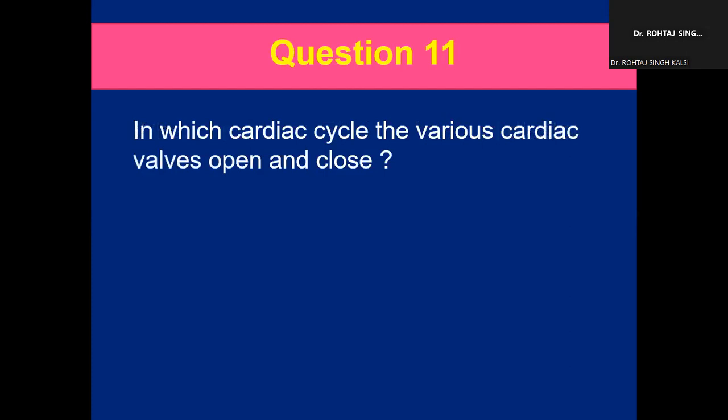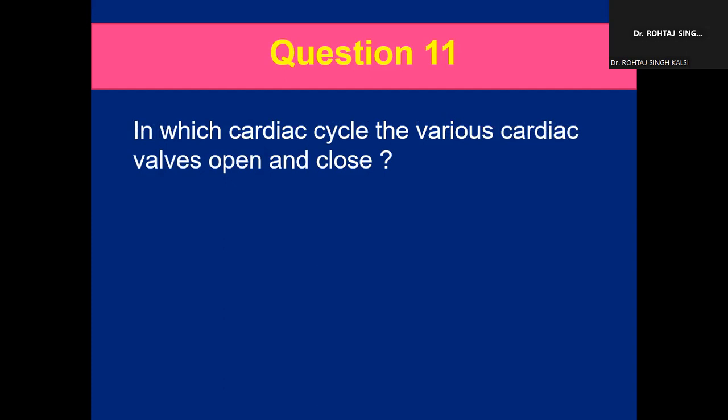Next question goes to Vivek Dwivedi from Loni. In which part of the cardiac cycle do the aortic and mitral valves open? Sir, the mitral valve opens in diastole and the aortic valve opens in systole.